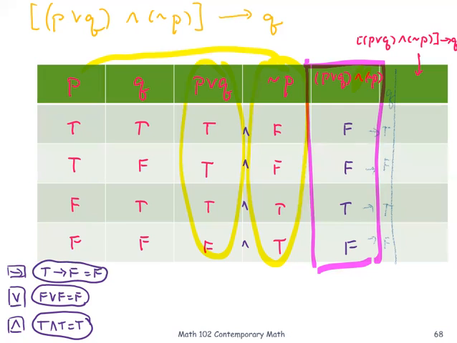So the result that we are looking for: false then true, gonna be true. False then false, gonna be true. True then true, gonna be true. False then false, gonna be true. Looks like we get all cases come out to be true, or we call this a tautology. If it is a tautology, therefore, we can say this argument is valid.